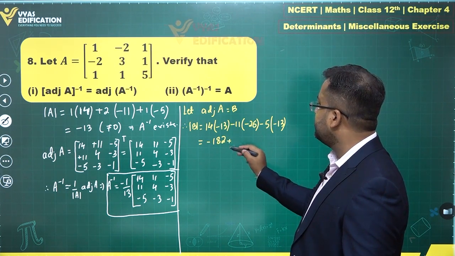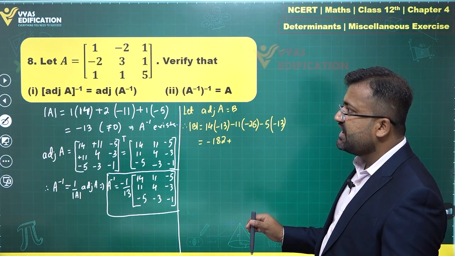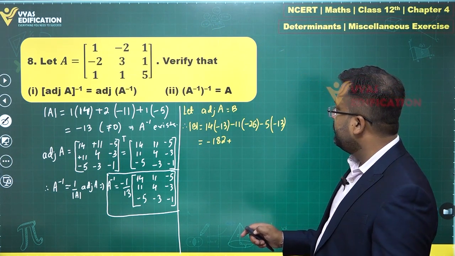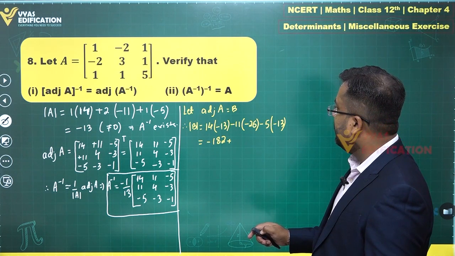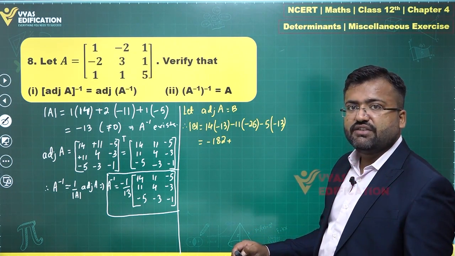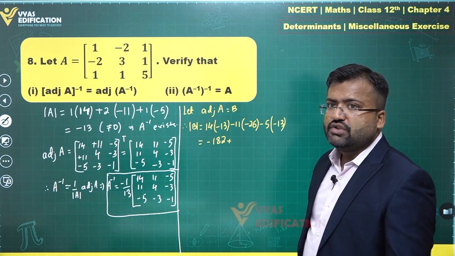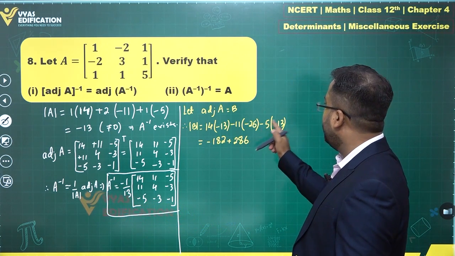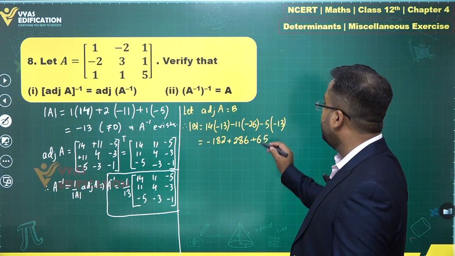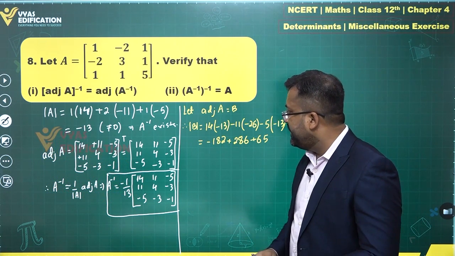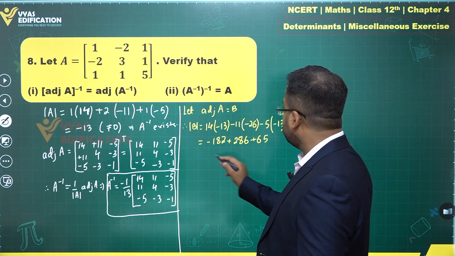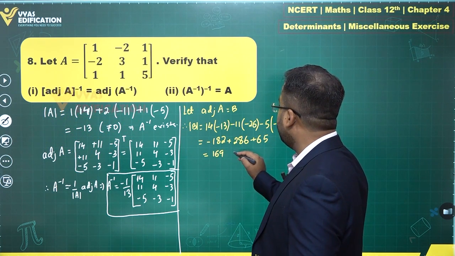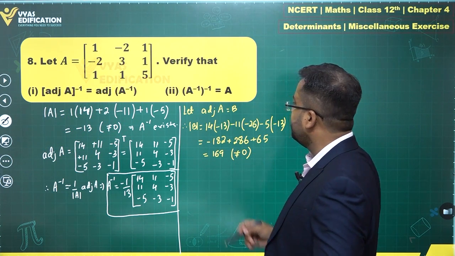What about this plus? This is 26 times 11. 26 times 11 is basically 260 and 26, 286. And you have plus 65. What do you have? 286 minus 182 is 104, and 104 plus 65 will be 169. Since this is non-zero, therefore the inverse exists.